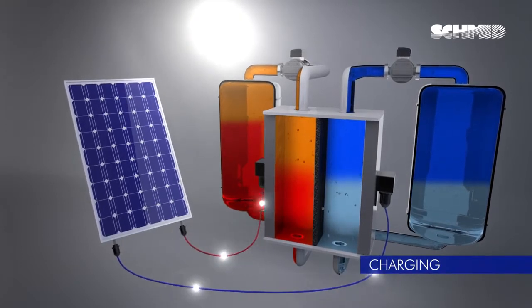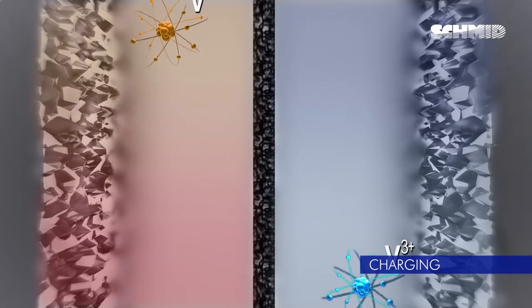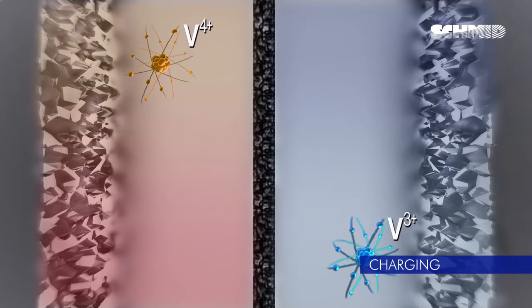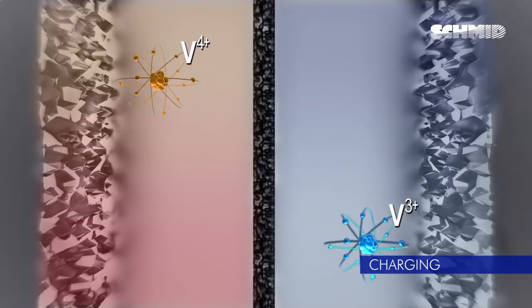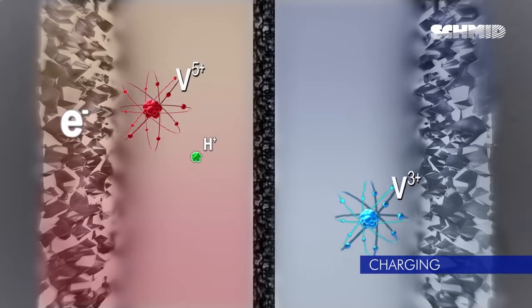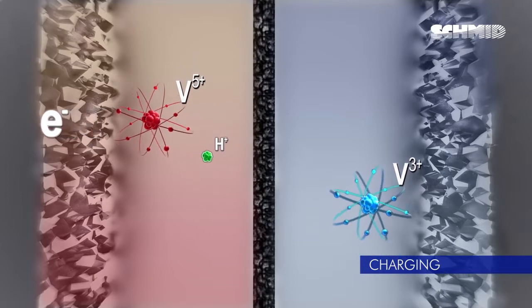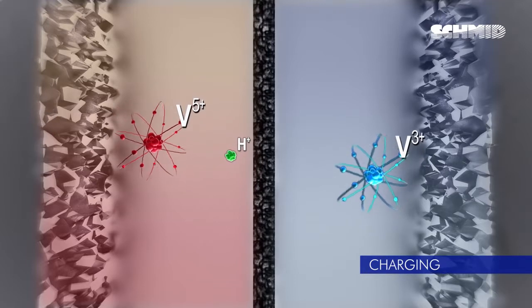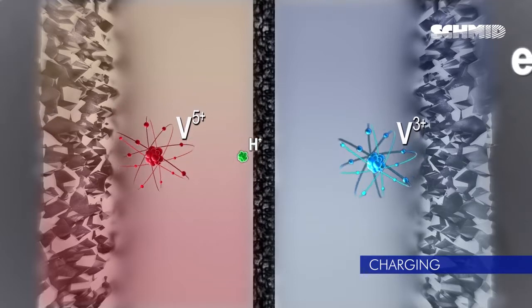Looking into the cell at the molecular level, vanadium-3 and vanadium-4 enter the electrochemical cell. At the catholyte half cell, the vanadium-4 is oxidized to vanadium-5. This chemical reaction yields an electron, which is drawn off by the conductive electrode material, and a hydronium ion, which diffuses across the membrane to the opposite half cell.